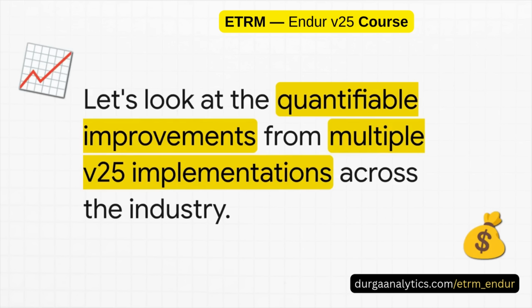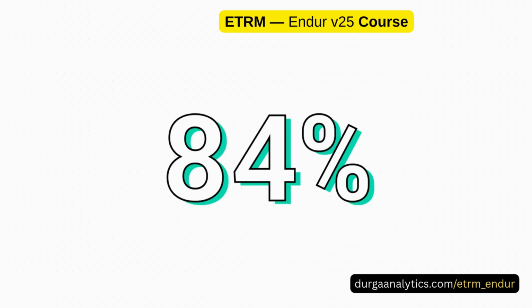Okay, now let's zoom out from the individual stories and look at the aggregate ROI metrics from multiple V25 implementations across the industry. When you do this, the numbers are frankly absolutely staggering. First up, an 84% improvement in the speed of value at risk calculations. For any middle office, this is a legitimate game changer. It means your risk managers aren't just running end-of-day reports, they can run more scenarios more often all day long. That leads to much tighter, more dynamic control over market exposure.